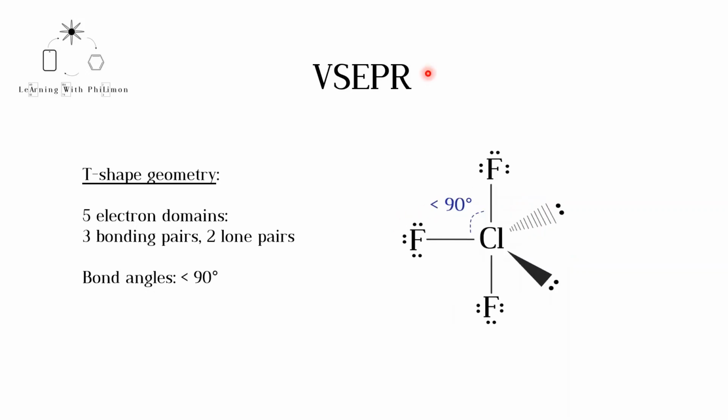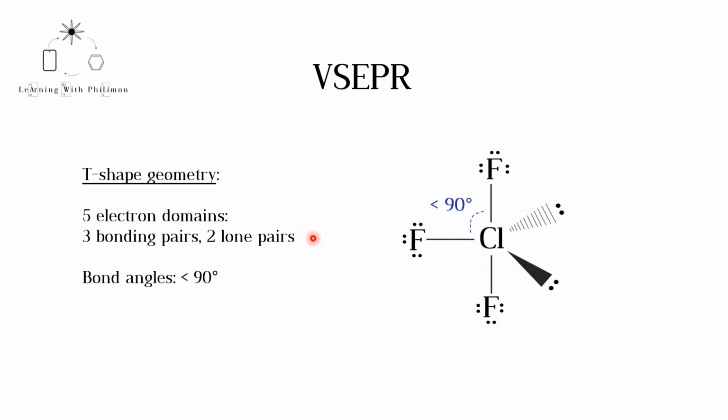Chlorine trifluoride, ClF3, has the following structure. Chlorine has 7 valence electrons. It uses 3 of these to form 3 single bonds with 3 fluorine atoms, leaving 2 lone pairs of electrons. Note that chlorine now has 10 valence electrons after bonding, an expanded octet. There are 5 electron domains around chlorine.